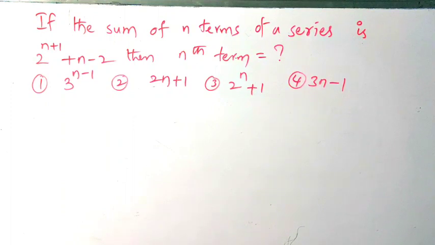If the sum of n terms of a series is 2 power of n plus 1 plus n minus 2, then what is the nth term? Options are also given here. They are 3 power of n minus 1. Second option is 2n plus 1. Third option is 2 power of n plus 1. Fourth one is 3n minus 1.